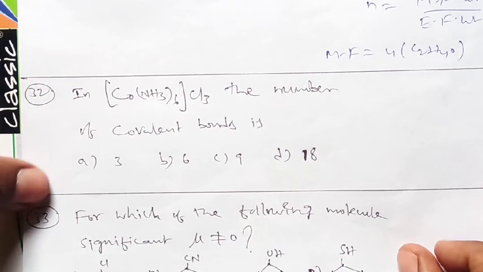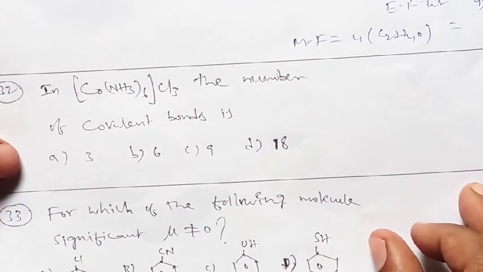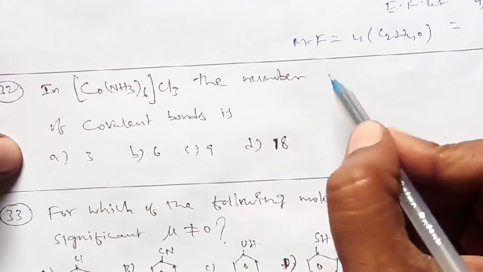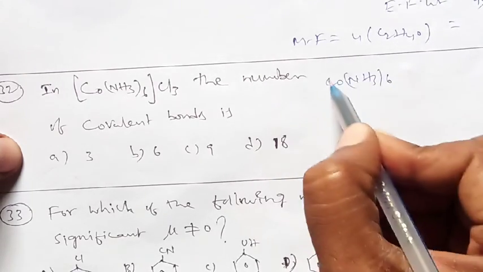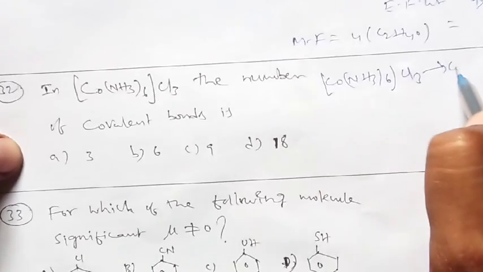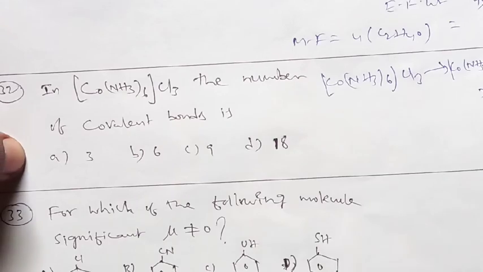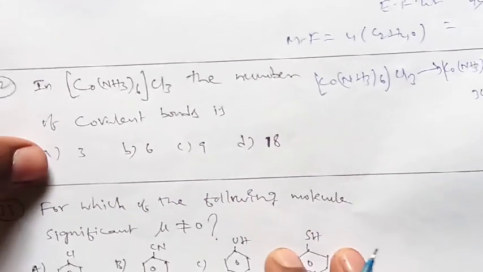In Co(NH3)6 Cl3, the number of covalent bonds. You need to identify the number of covalent bonds. So first of all, what is the structure? You know, Co(NH3)6 Cl3 is first of all ionic. It dissociates into Co(NH3)6 3+, positive, and Cl minus, negative. So 3 chlorines are there. So in this compound ionic species are there, but that is not required here.